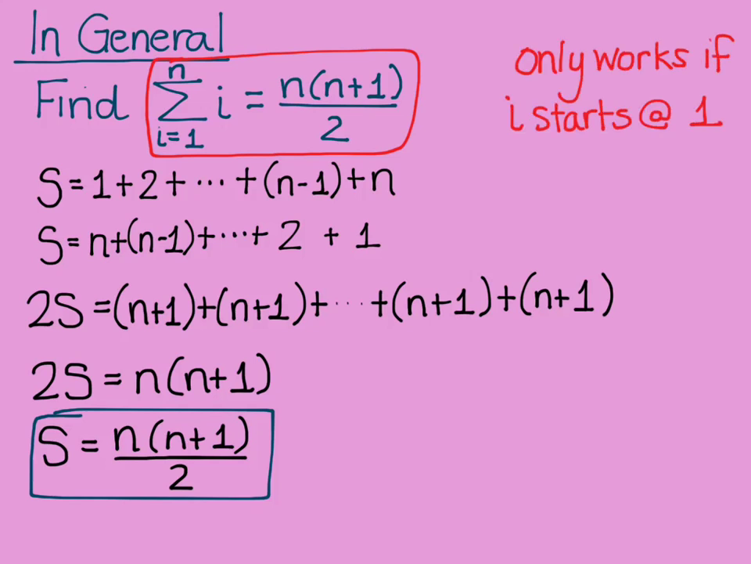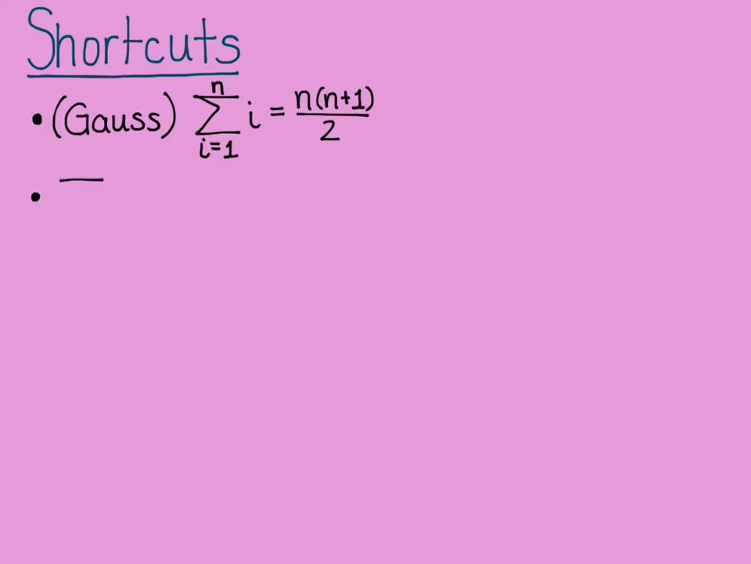Notice that this only works if i starts at 1, and if the function a sub i is the function i. We'll also have some other shortcuts. So here at the top I've written Gauss's shortcut for the sum as i goes from 1 to n of i. Let's look at another one. The sum as i goes from 1 to n of i squared. It turns out that this goes to n times n plus 1 times 2n plus 1 over 6.